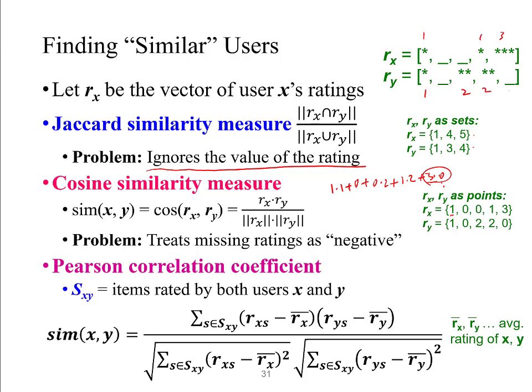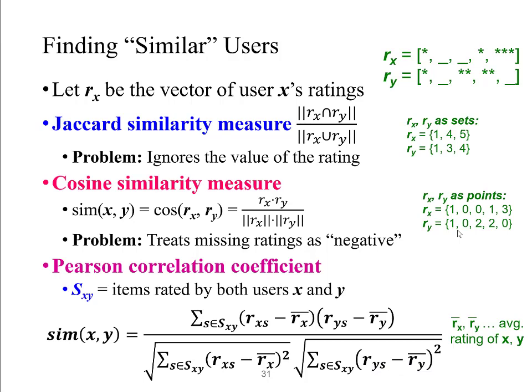Now let's consider the Pearson correlation coefficient. Here we first define Sxy as the items rated by both users x and y. So it is essentially the intersection of Rx and Ry in Jaccard similarity, when we treat them as sets. And we use Rx bar and Ry bar as the average rating of x and y.